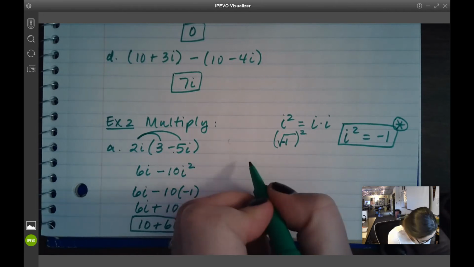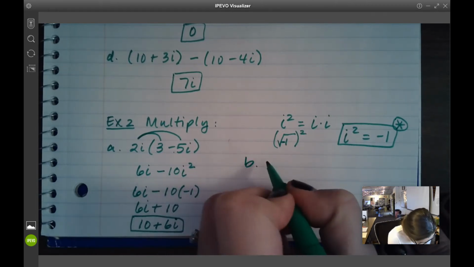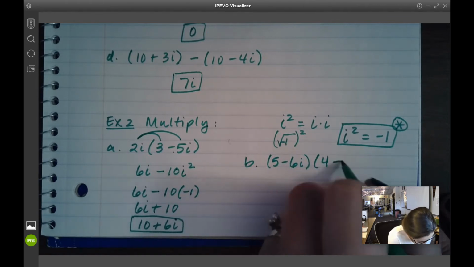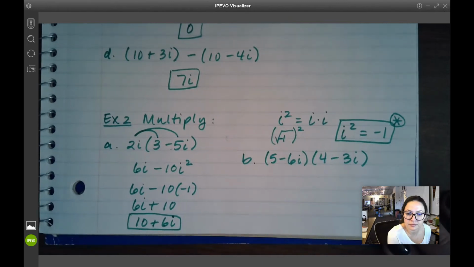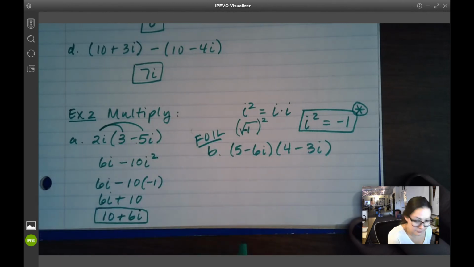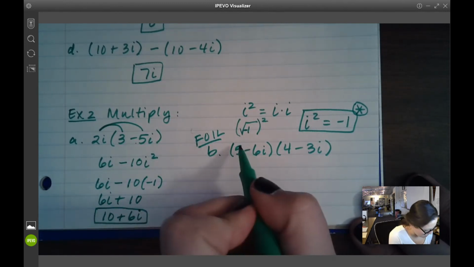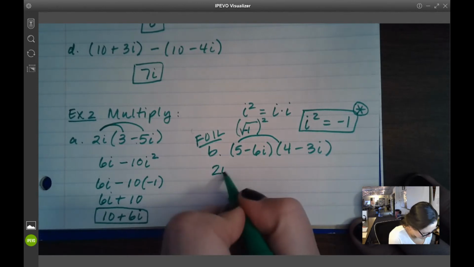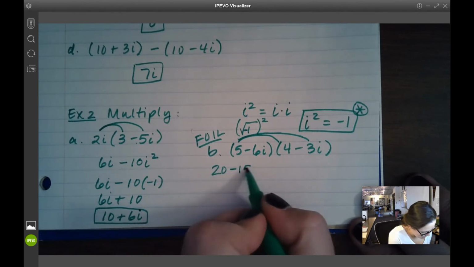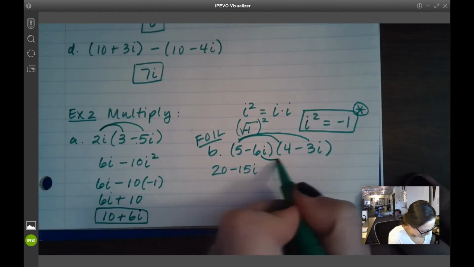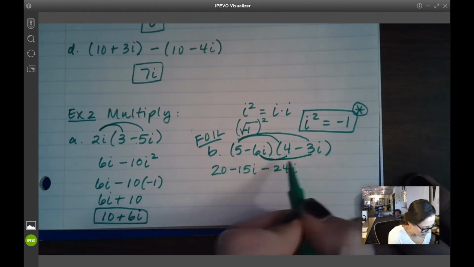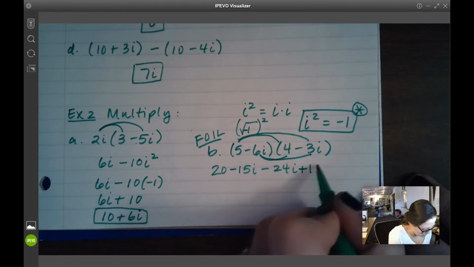All right. Let's try this one here. 5 minus 6i times 4 minus 3i. So this is where we will use FOIL. First, outer, inner, last. So 5 times 4 is 20. 5 times negative 3, negative 15i. Inside, negative 6i times 4, minus 24i. Last, negative 6 times negative 3 is a positive 18.